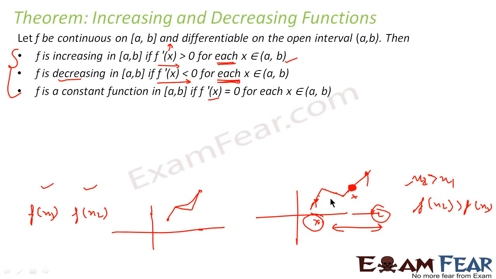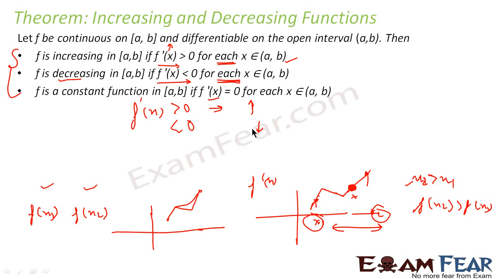So with the formula, you don't have to do anything. You just differentiate the function. You find f dash x, correct? So if you have this function, you have to find f dash x. Now there are 2 options. If it is greater than 0, it is increasing. If it is less than 0, it is decreasing.